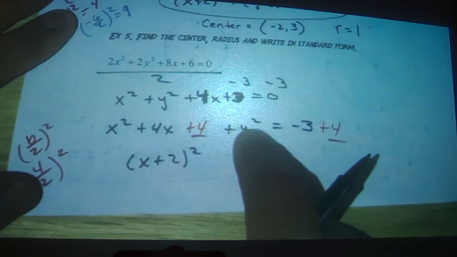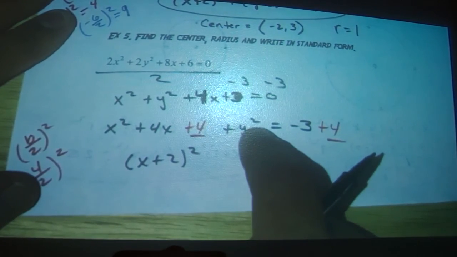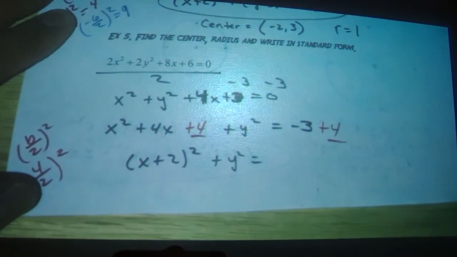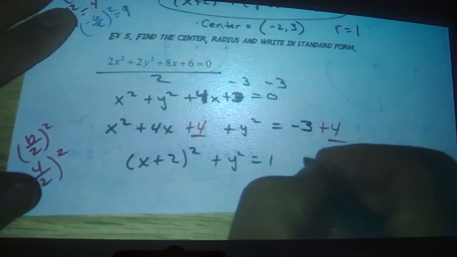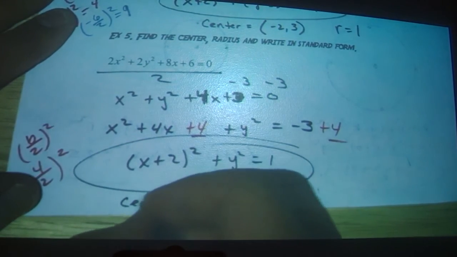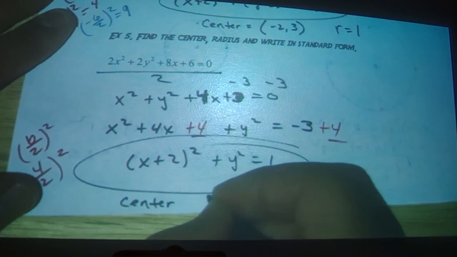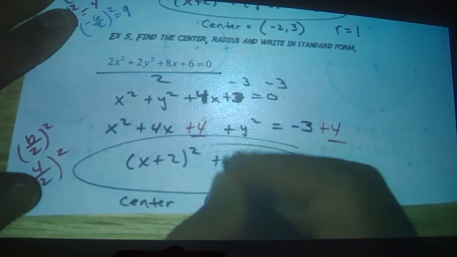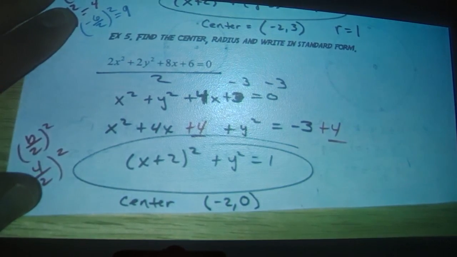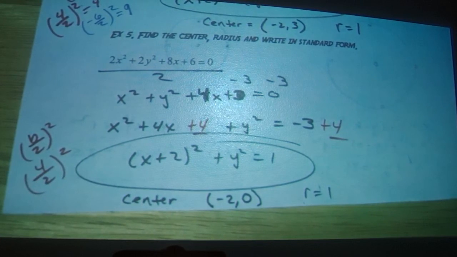And then we try to complete the square for y, but there is no linear term. That means we can't do anything for that one. It is what it is. It's done already. And then negative 3 plus 4 is 1. My center, my h and k, is the opposite of what I see in parentheses, that's negative 2. And if you don't see parentheses, it's 0. And then your radius is 1. Final answer for that one.